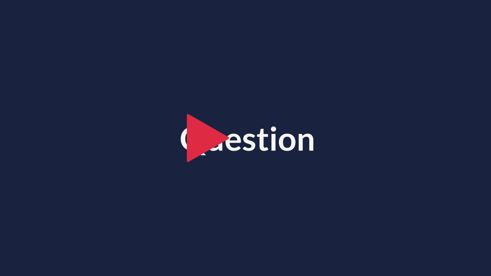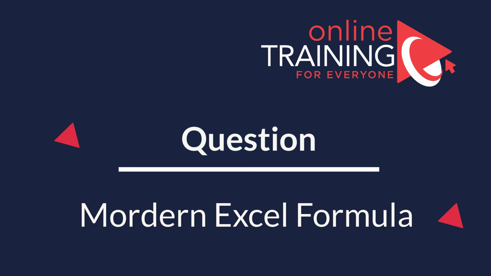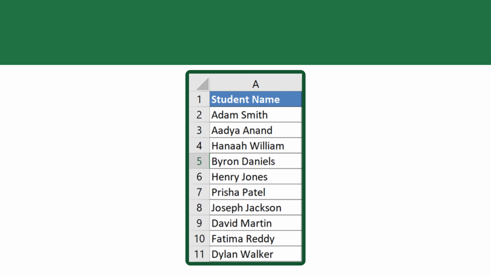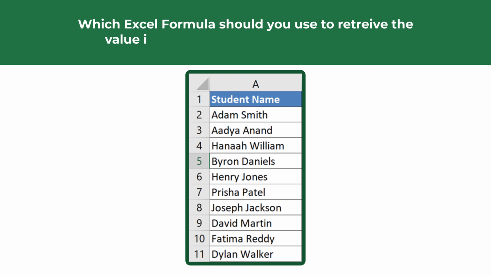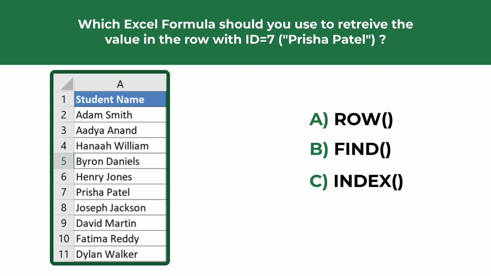Here's the question which tests your knowledge of modern Excel formulas. You're presented with the list of student names in the column A, and you need to decide which Excel formula should you use to retrieve the value of the row with ID 7. The value in this row is Prisha Patel. You have 4 different choices to select the correct formula. Choice A, formula Row. Choice B, formula Find. Choice C, formula Index. And choice D, formula Match.